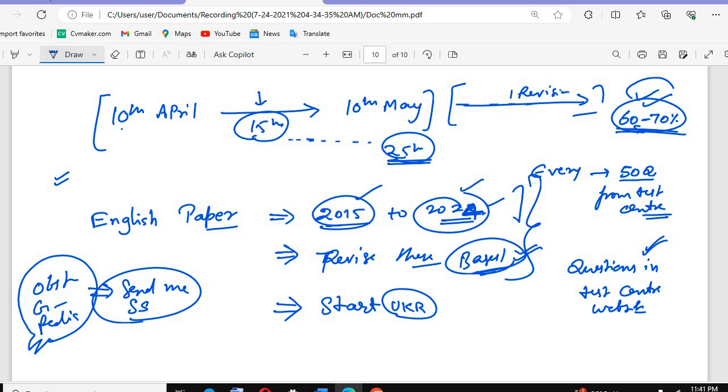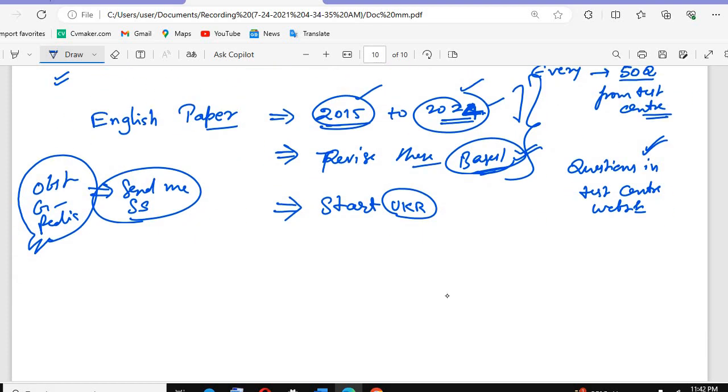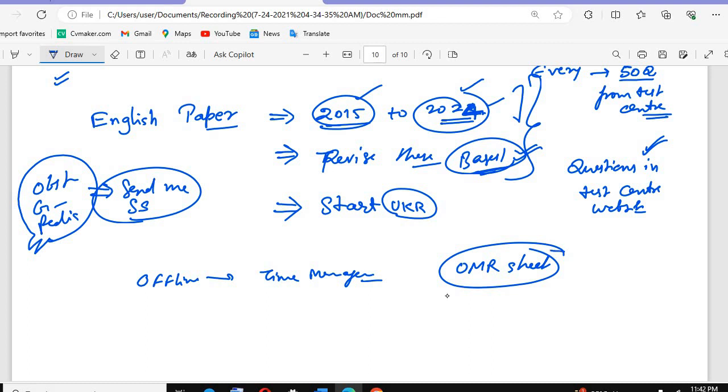But for the offline exam, again, you need to focus on time management. The main time is lost in filling the OMR sheet. You don't realize it while filling, but yes, that takes some time. It takes much time. So prepare everything according to that.